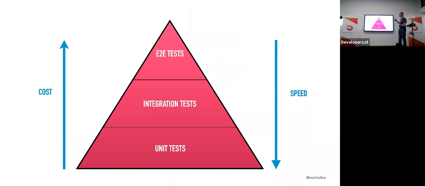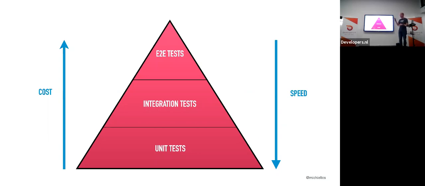And the test pyramid says that as you go up in the pyramid, costs increase. And as you go down in the pyramid, speed increases. So at the bottom, we have unit tests, the cheapest, fastest, easiest to run and maintain tests. So we have a lot of them.